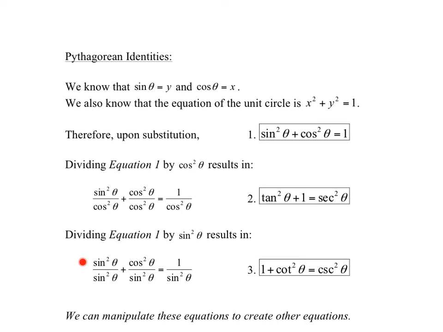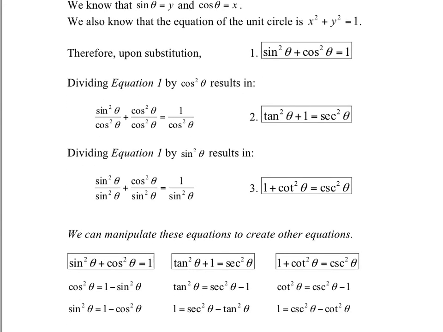So I take this formula over here, and I divide everything by sine squared. So you'd have this, this, and this. This is 1. This is the definition of cotan squared, and this is 1 over sine squared, which is cosecant squared. Okay, and I can now take these three formulas.